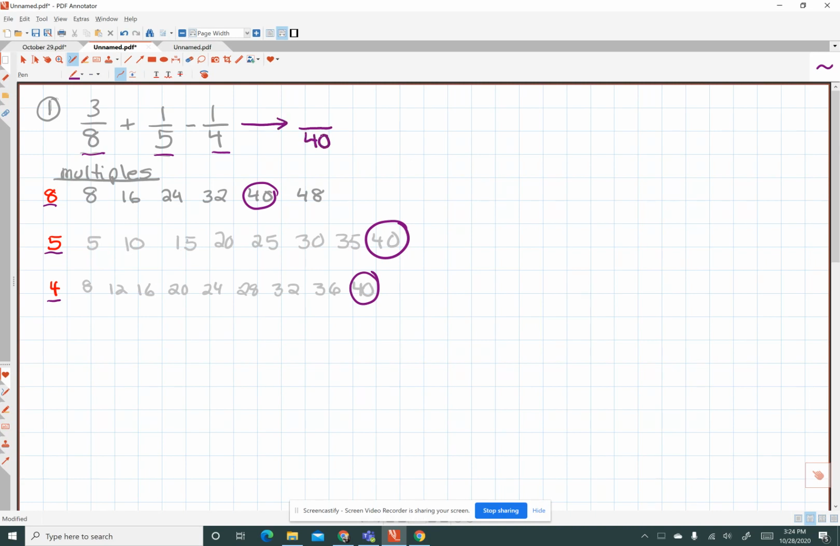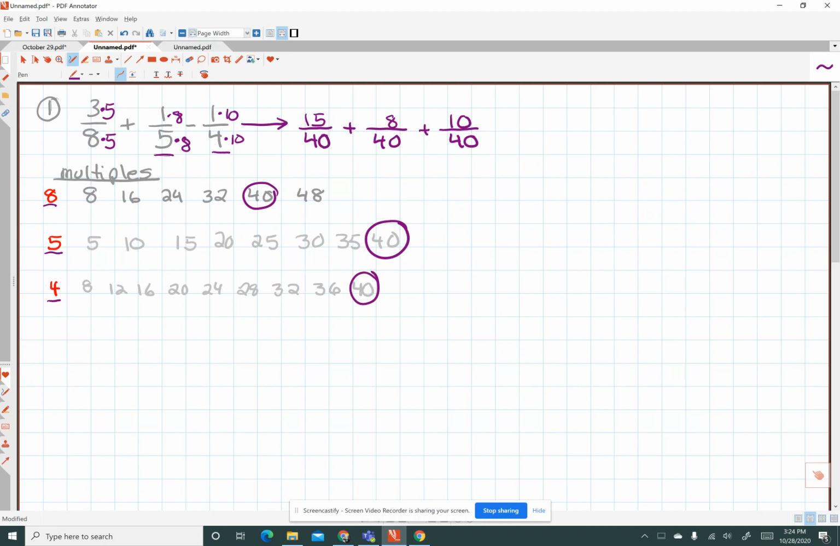So something over 40 plus something over 40 plus something over 40. Now, what do we do to get from 8 to 40? Well, we multiply by 5. If 8 times 5 is 40, we multiply the numerator by 5. 3 times 5 is 15. To get from 5 to 40, we multiply by 8. So we will multiply 1 times 8 for 8. And then to get from 4 to 40, we'll multiply by 10. We'll multiply 1 by 10 as well, which will give us 10.